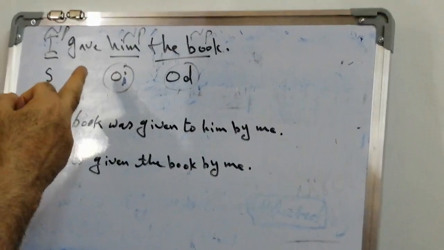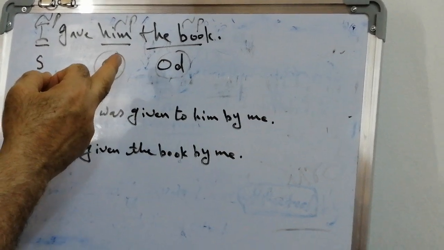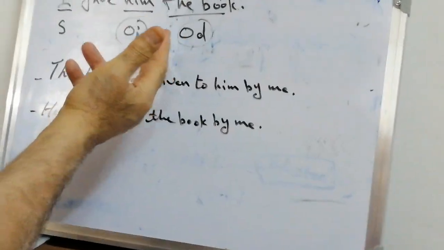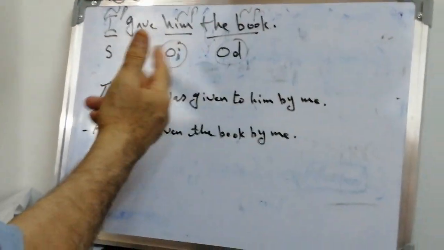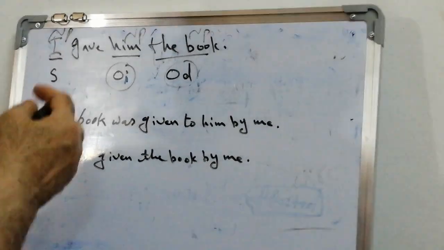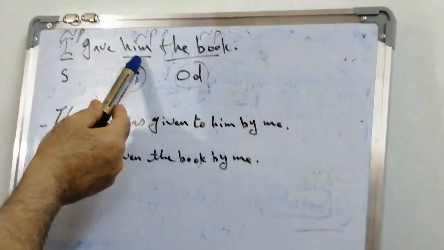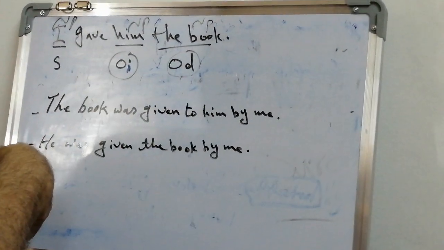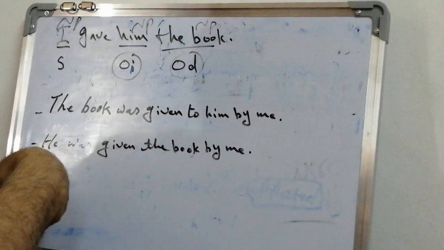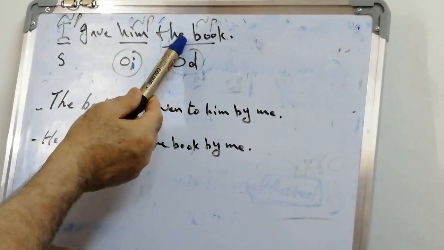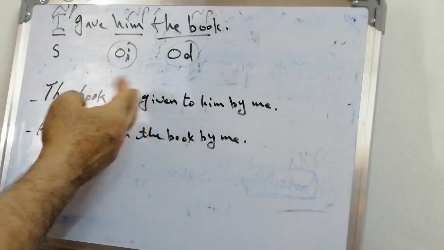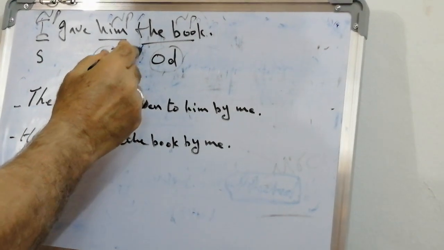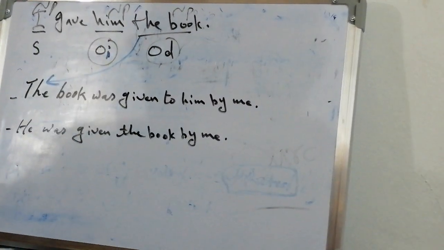Take for example this sentence, I gave him the book. This is an affirmative sentence. Now when I change it into passive, look what is going to happen. I gave him the book, because this sentence has two objects. Definitely we are going to have two passive sentences. The first one is that I use the object, I put it at the beginning. So what does it become? It becomes the book. So I move the book from the object position to the subject position.